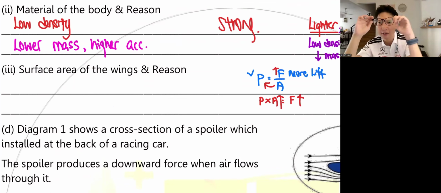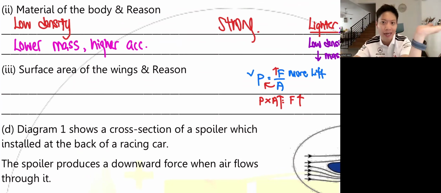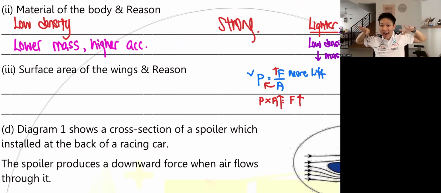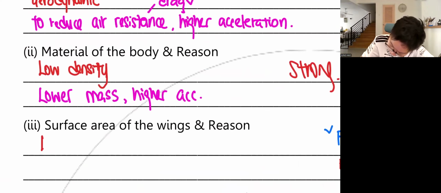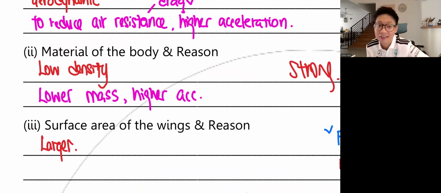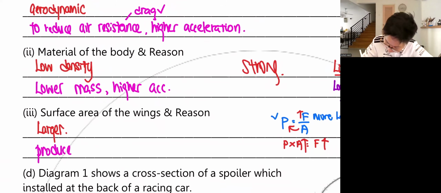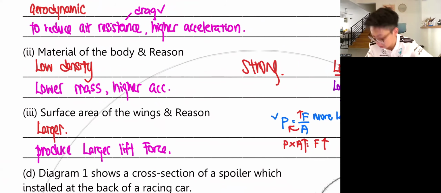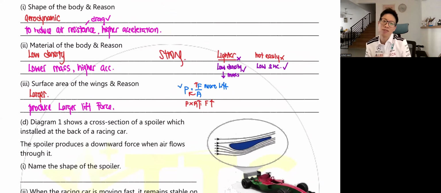That's why, guys, if the aeroplane is very big and heavy, usually the wing is very, very wide and large. But if your aeroplane is very small, then you don't need that big a wing. So the surface area is larger. You want to have a larger surface area. So therefore, to do what? To produce larger lift force. You are allowed to write lift only, but if you write lift force, it's not wrong.